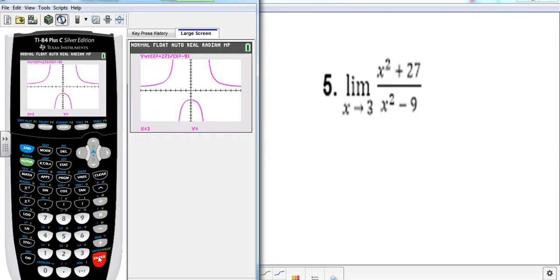At 3, it's undefined. At 2.999, it's at negative 6,000. At 3.0001, it's at 60,000 or 600,000. Well, to the left, it's approaching what? To the left of 3, it's approaching negative infinity. To the right of 3, it's approaching positive infinity. So what do we say about the limit as x approaches 3? It does not exist because it's approaching 2 different values.